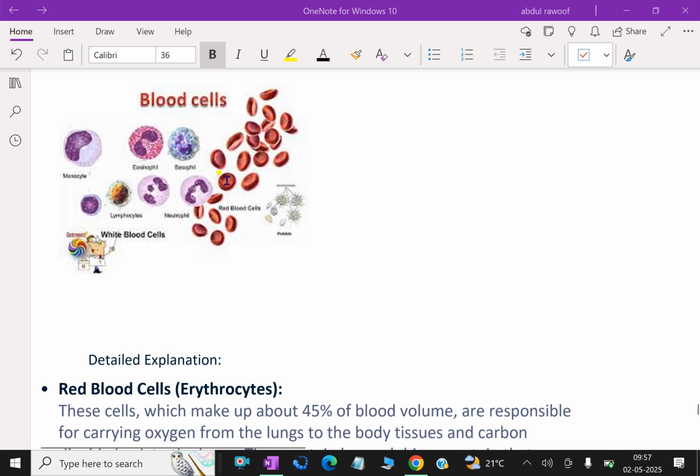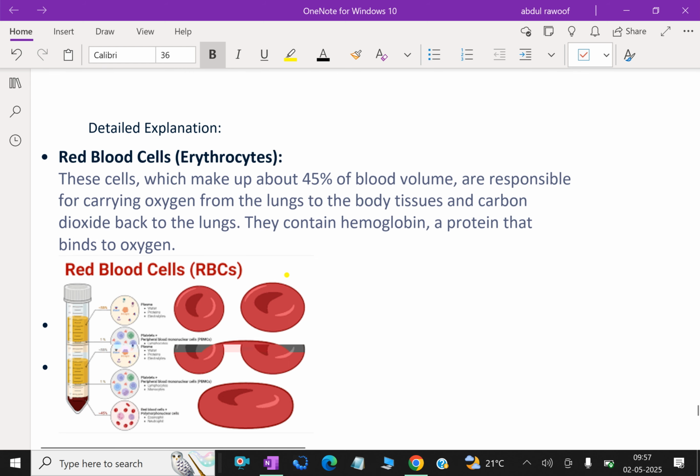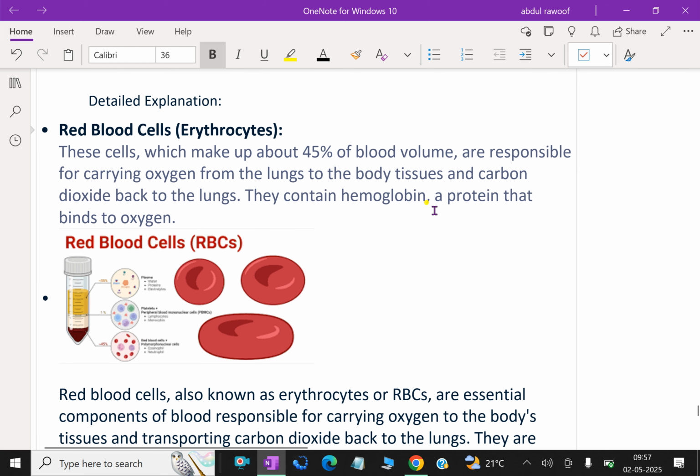Now, we will discuss further about red blood cells. These cells, which make up about 45% of blood volume, are responsible for carrying oxygen from the lungs to the body tissues and carbon dioxide back to the lungs. They contain hemoglobin, a protein that binds to oxygen.